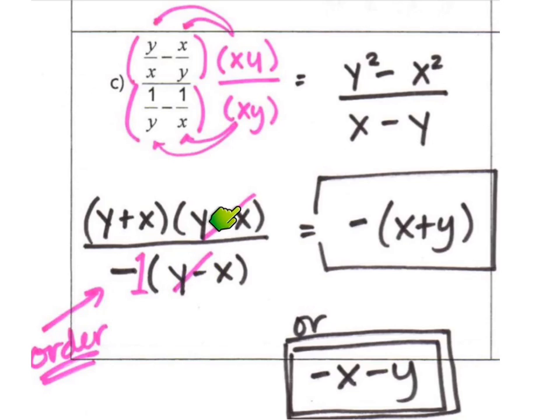Well, this factor y minus x in the numerator cancels with the factor y minus x in the denominator. And I'm left with y plus x in the numerator, a negative 1 in the denominator. So I'm just going to write a negative out in front, and I have x plus y. Or you can distribute that negative, and you'd have negative x minus y. And in this case, I kind of like this better than having the negative and the grouping symbols.